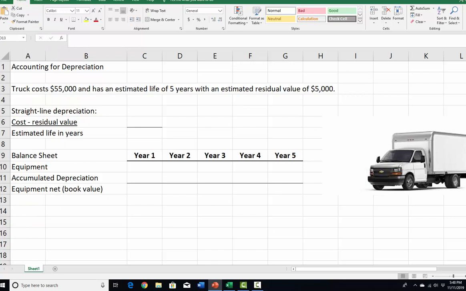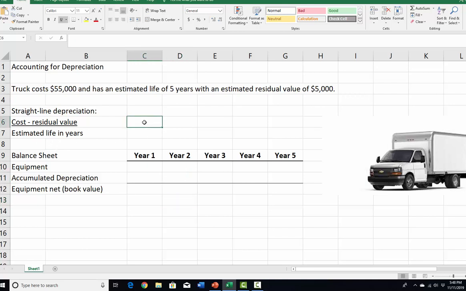So we have a truck. We buy a delivery truck. The truck costs $55,000. We think it's going to give us service for 5 years. And at the end of the 5 years, it's going to be worth $5,000. Okay? Now, remember what we said. Our straight line depreciation is cost minus residual value divided by estimated life in years.